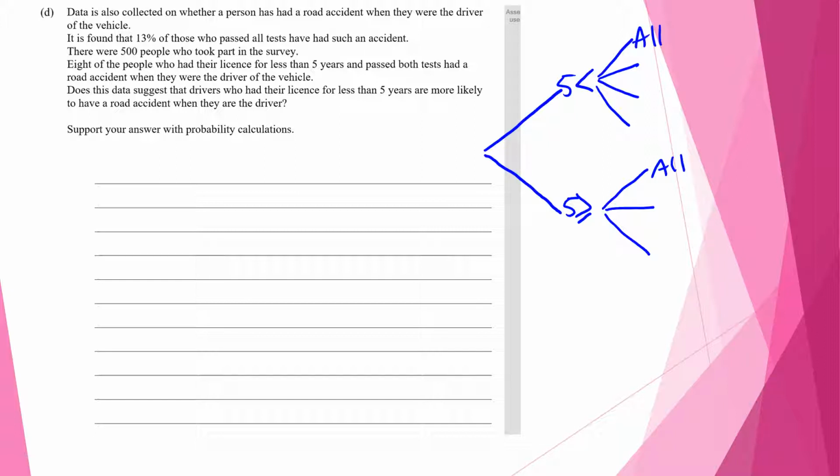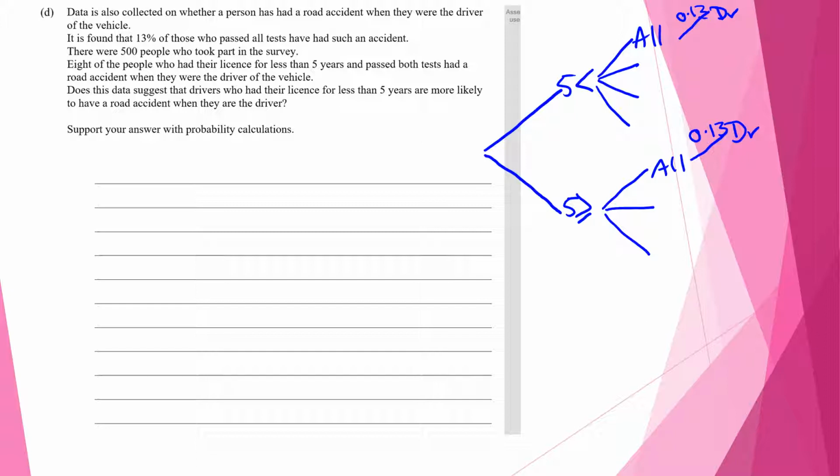So then we could say they have had an accident and were the driver. So I'll just put DR for driver. 13% of all who passed both tests were the driver of an accident, and likewise down here. So we're saying of all people, both drivers for greater than 5 years or 5 years or less, all drivers who passed both tests, 13% of them were a driver and had an accident.